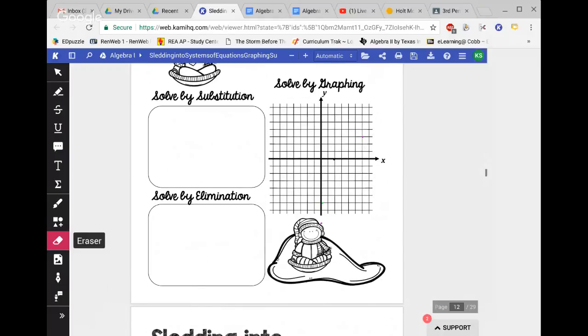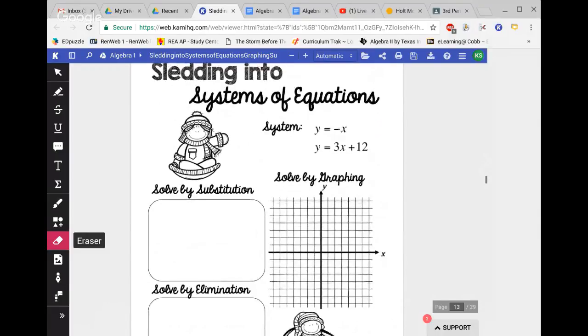Thank you. Oh, no problem. You ready to do the next one? Yes, ma'am. Okay. You want to graph first like we did the last time?